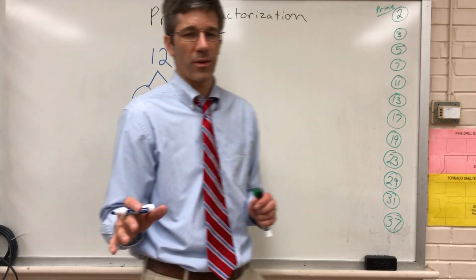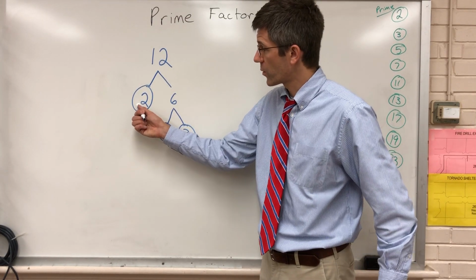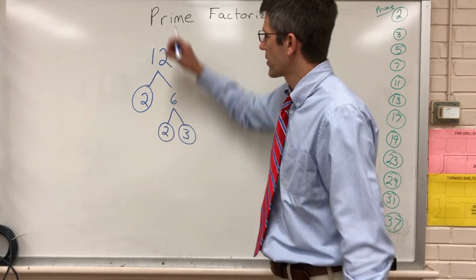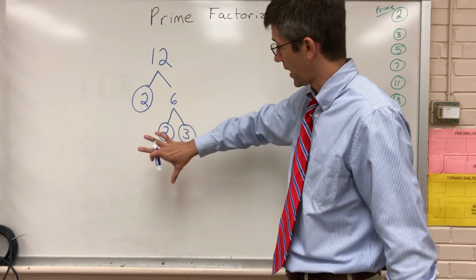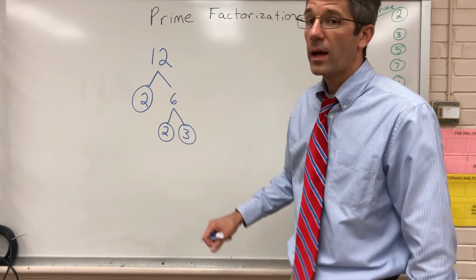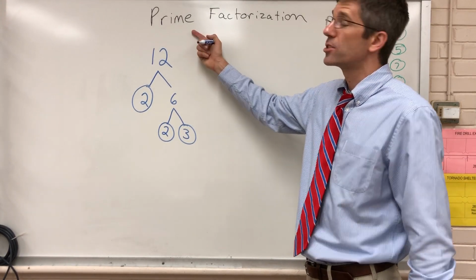Well, let's go a little bit further. When we're done, we know we're done when we have circles at the bottom. Everything is a prime number. I've come all the way down and I've circled it. And I've circled everything at the bottom. And I have prime number, prime number, prime number. And so I have truly factored this into its prime numbers.